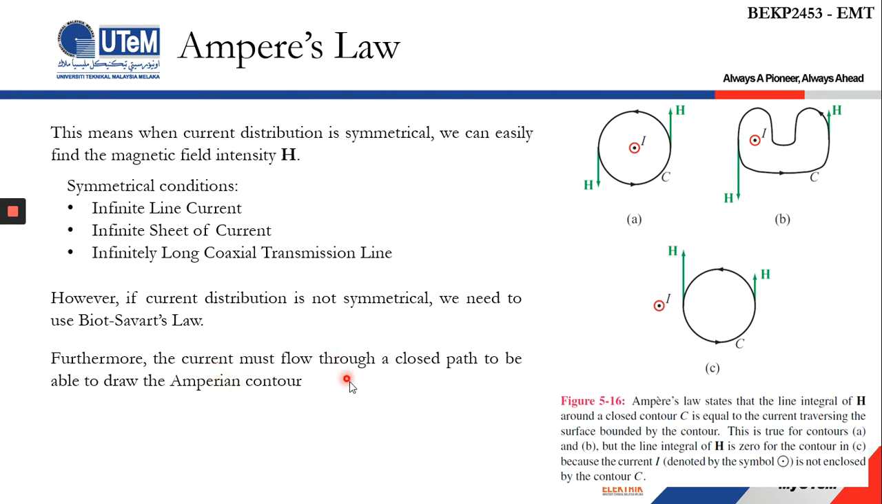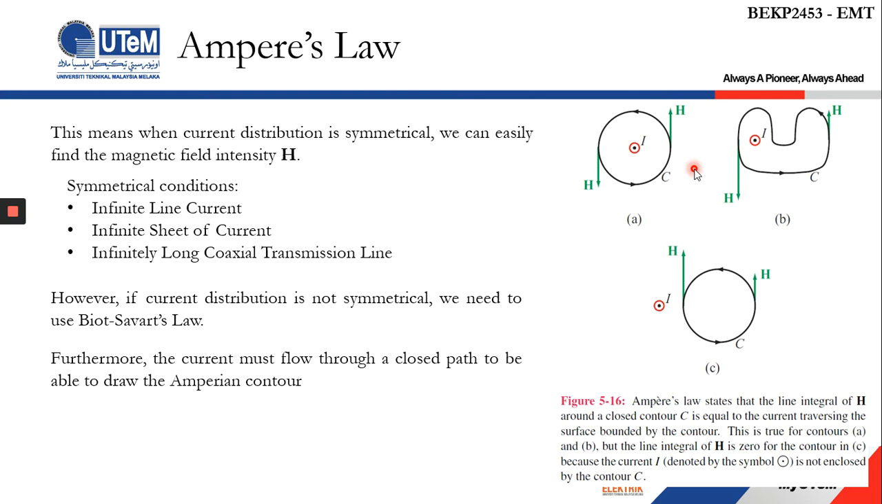Furthermore, the current must flow through a closed path for us to be able to draw the Amperian contour, much like in electrostatics, where we have a Gaussian surface to apply Gauss's law. So we need to be able to have this Amperian contour. The figure here shows a depiction of an Amperian contour. For figure A, the current is enclosed by the circle here. Because we have a dot at the middle, the current is coming out of the page. If you use your right hand rule, your thumb should point to yourself and your four fingers will point in the direction of the magnetic field.